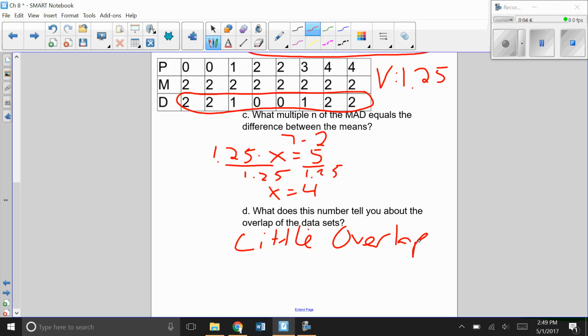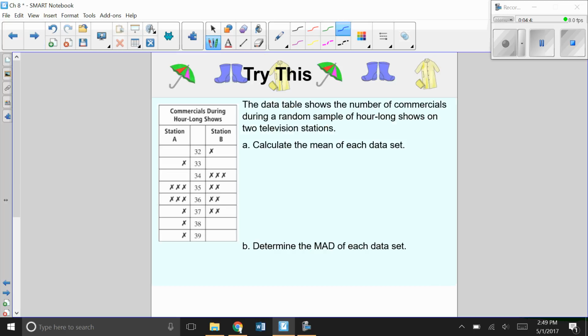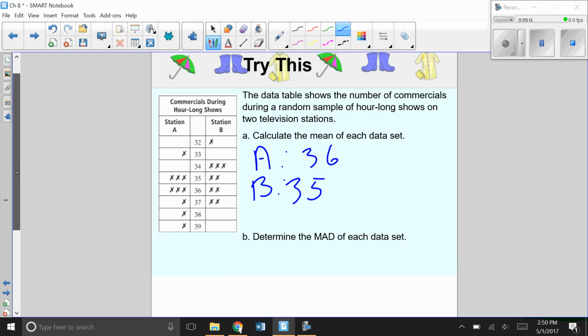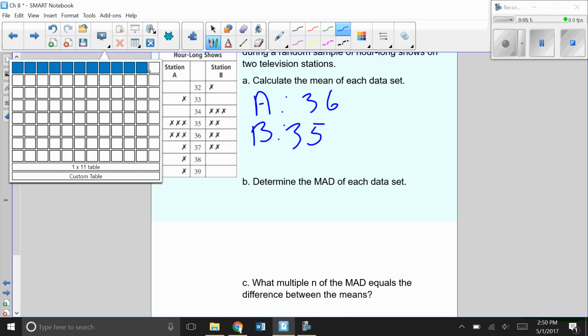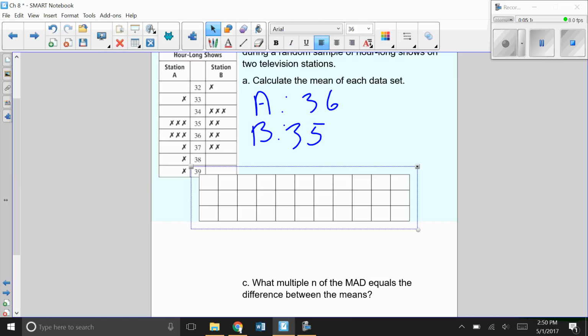All right, now let's do the next problem. This data shows the number of commercials during a random sample of hour-long shows on 2 television stations. Try calculating the mean on your own. All right, for station A, our mean is 36. And for station B, our mean is 35. Now we have to find the MAD. For each of these MADs, we will want to make a table. These have 10 sets of data each. So we want to make our table 11 by 3.